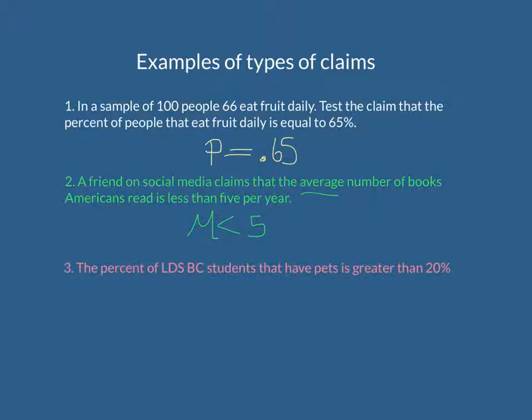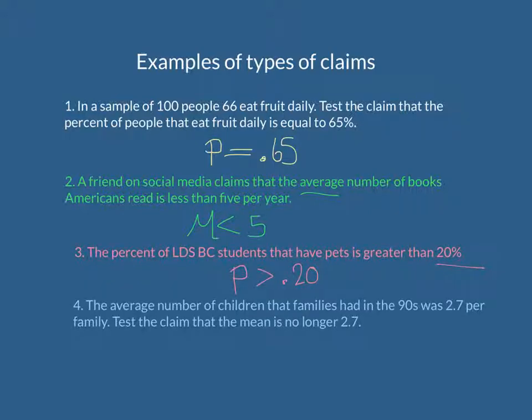The next claim says the percent of LDSBC students that have pets is greater than 20%. Because it's a percentage, my claim is a proportion, so my claim would be that my proportion is greater than 0.20. And I'm just going to change my percent to a decimal.